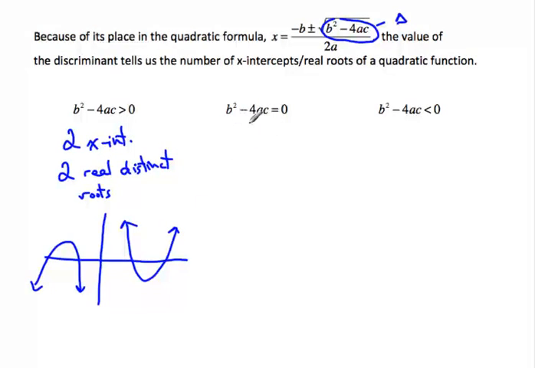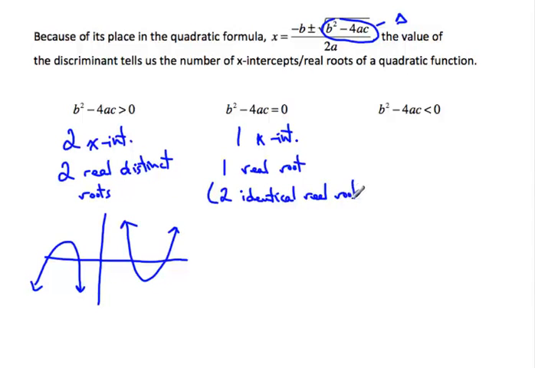If b squared minus 4ac, the discriminant, is equal to 0, then the square root of 0 is just 0, and plus 0 and minus 0 are the same thing, so this collapses and we get negative b over 2a as our only answer. So that's only one x-intercept. Now, you'll sometimes see that written as one real root, but you'll also sometimes see it written as two identical real roots.